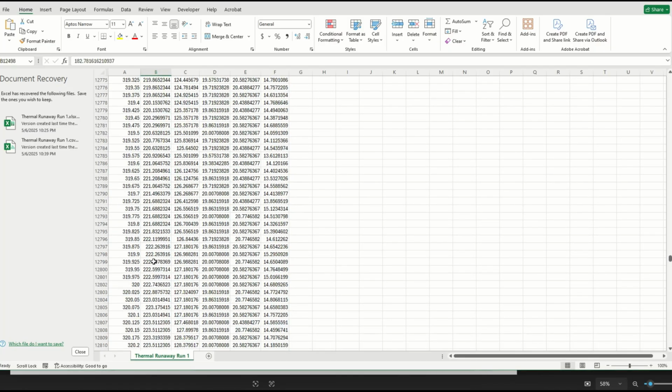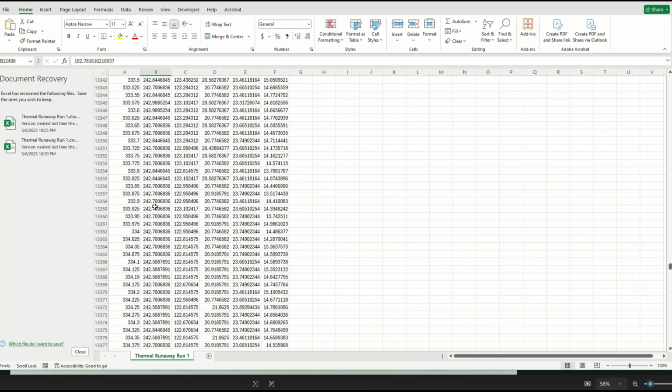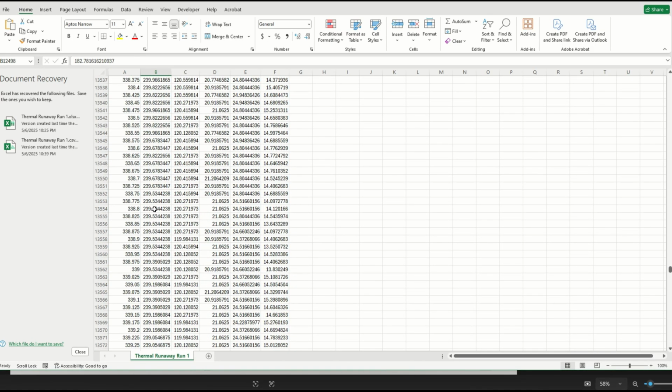Let's see where it peaks out here. Okay, so it looks like the peak temperature was around 243 degrees Celsius, and then, as you can see here, it's starting to cool off now. So that's after the event.